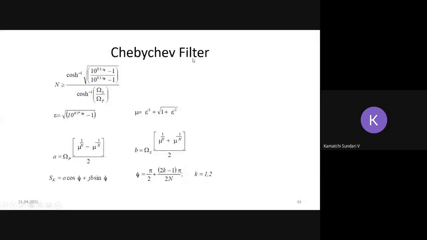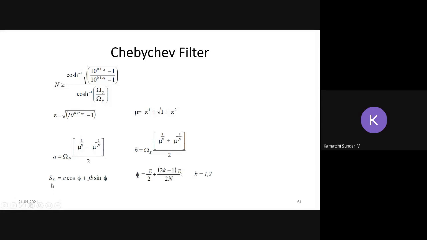For the Chebyshev filter, again we do the order calculation N, and then round it to the next highest number. Here it is a slightly more complicated procedure, and you have to calculate the epsilon value and mu value using this formula. First we calculate the epsilon value, and with this epsilon we calculate the mu value, and with this mu value we calculate our a and b values.